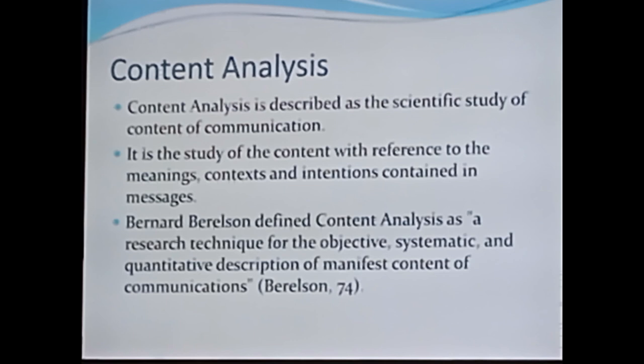This one: media coverage of internally displaced persons in select newspapers in Nigeria. So here also I will go through the methodology. The objectives: to determine the frequency of coverage, to find out the nature of stories, and to identify the level of prominence.